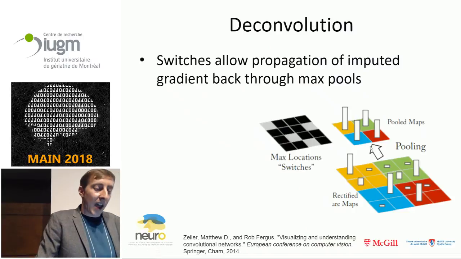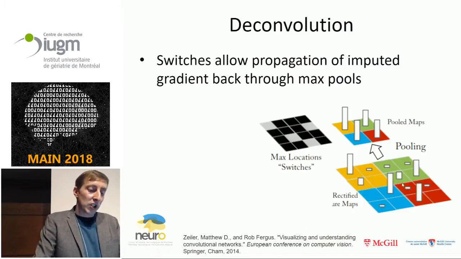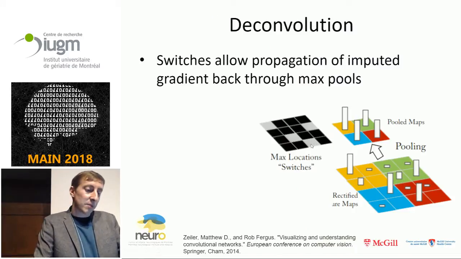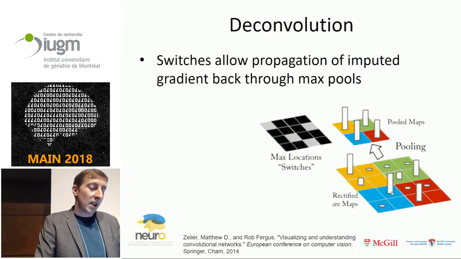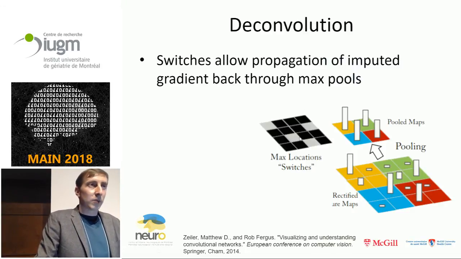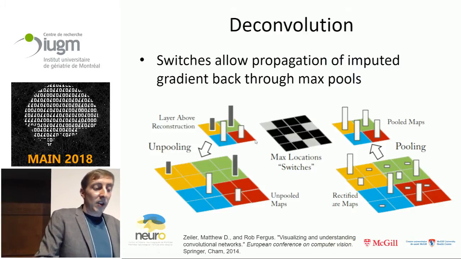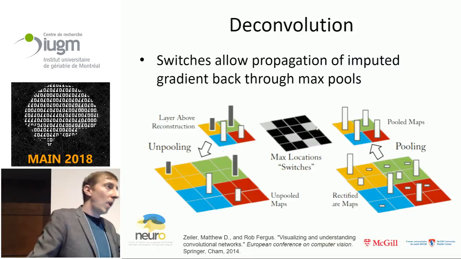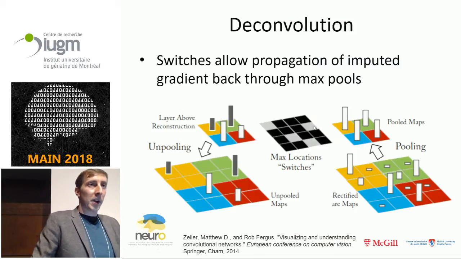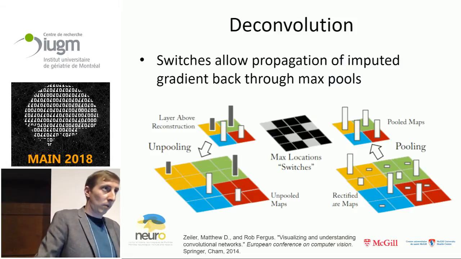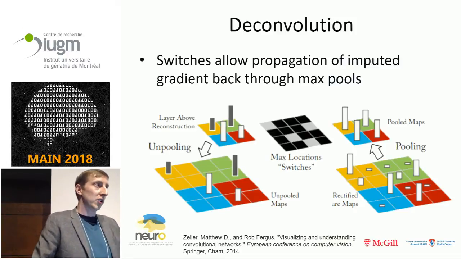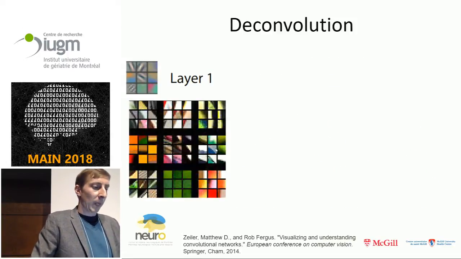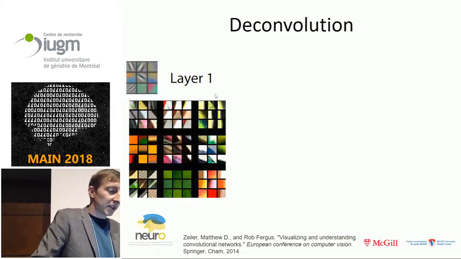So they had this hack of max location switches. You save this patch corresponds to this one. This one is this one. And with this, you can now map what area of the receptive field was the original location for the max pool. And layer one, they just plotted the filters.